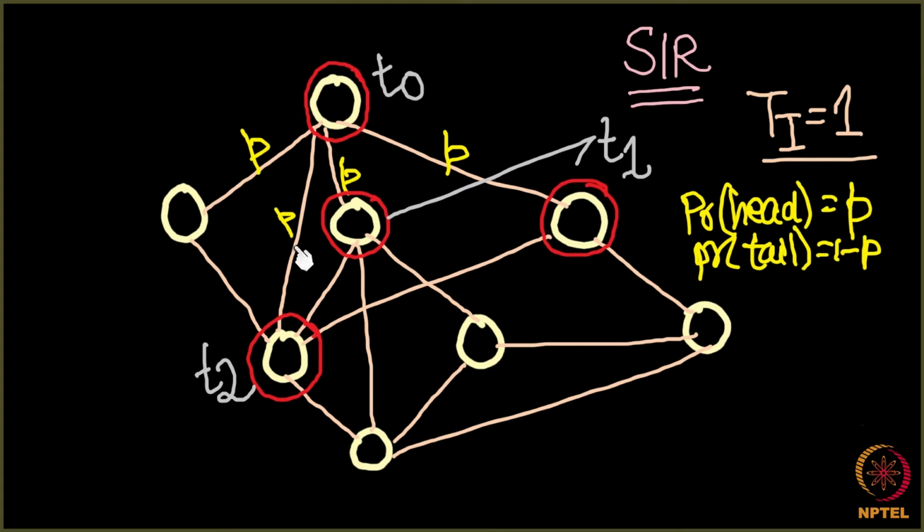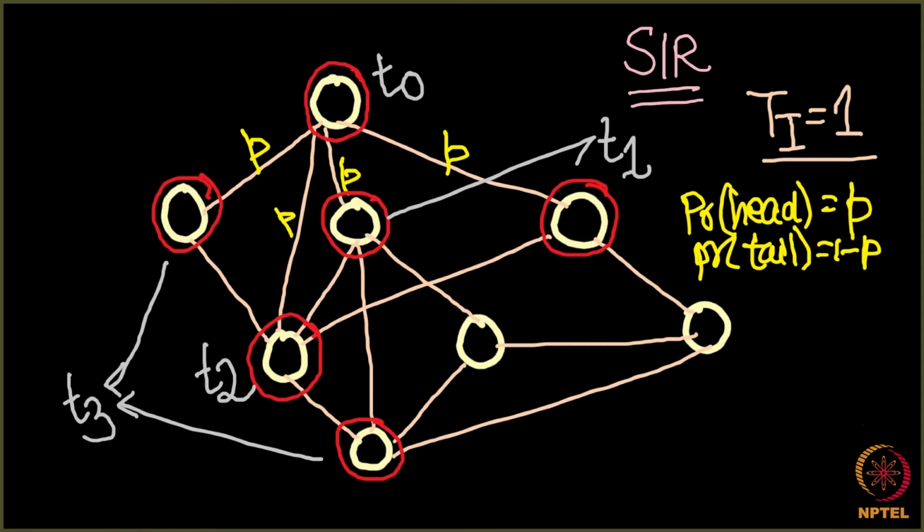Then again both of these nodes recover, and this node over here tries infecting other nodes, and let's say it ends up infecting this node and this node. So both of these nodes get infected at time t3. Then these 2 nodes now have a chance to infect further, and let's say that in the next iteration, this node over here gets infected. So this happens at time t4.